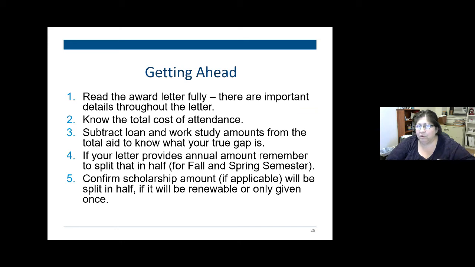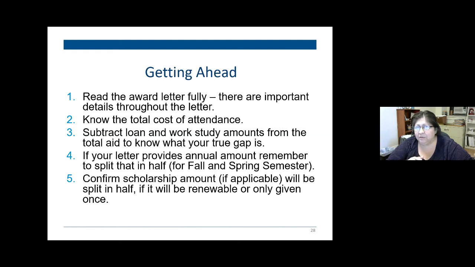So don't just accept loans, or only do it if you need it, because you need to repay them. Even though they have excellent repayment terms, it's still a loan. You still need to pay it. And some of these loans have interest while you're in school. If your letter provides an annual amount, remember to split that in half. Your award letter will say how much for fall, how much for spring.